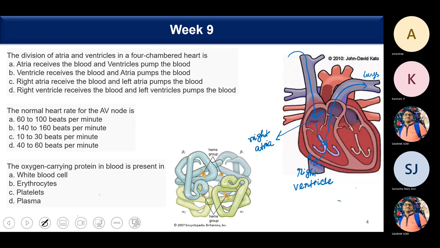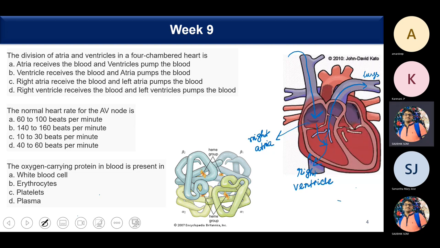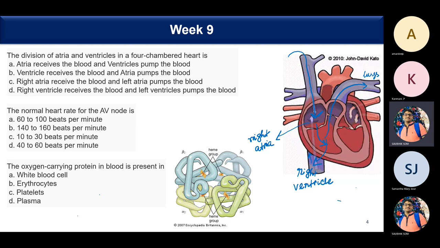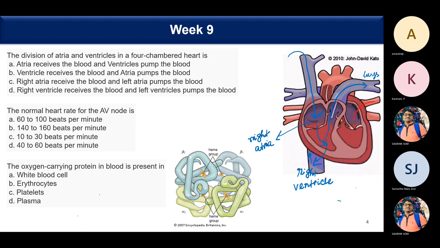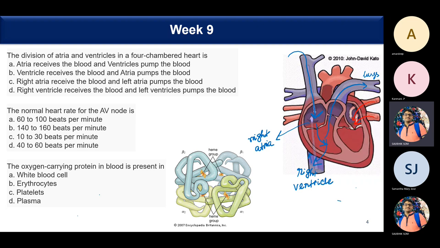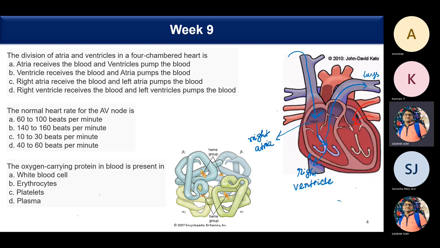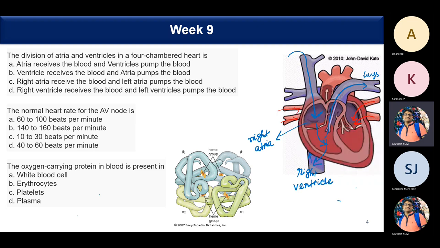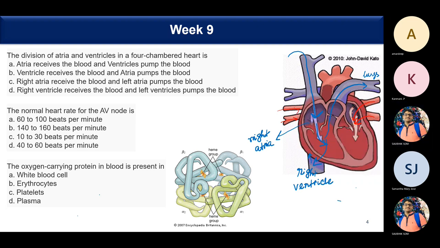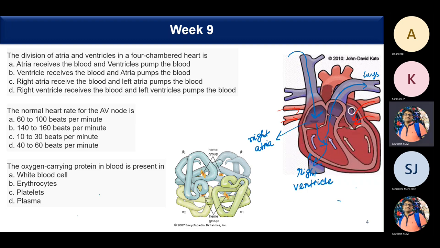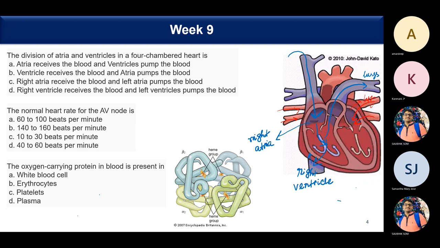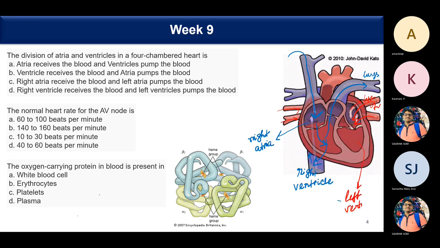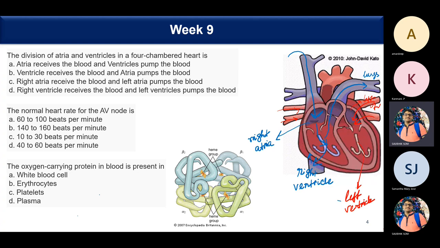On the other hand, in the left atrium, the blood is coming through the pulmonary vein, correct? From the pulmonary vein, blood is coming to here, as well as through here, different pulmonary veins. It's coming to this is my left atria. This is my left atria. This is my left ventricle. This is left atria as well as the left ventricle.